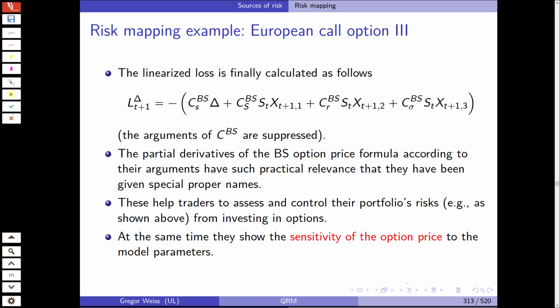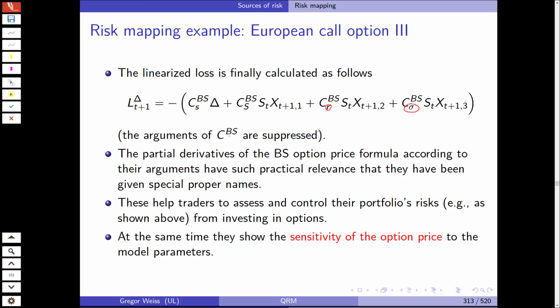So the only thing that can actually change is the stock price, the underlying price, the risk-free rate, and the volatility. Now, if you linearize it, we get minus the partial derivative of the pricing formula with respect to t, the point in time, times delta, plus the partial derivative of the pricing formula with respect to the stock price times S_t times X_{t+1}, plus the partial derivative with respect to the risk-free rate and with respect to volatility. The arguments of these functions are suppressed because otherwise the formula would have gotten out of hand.